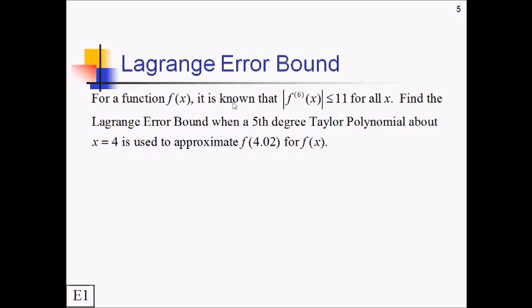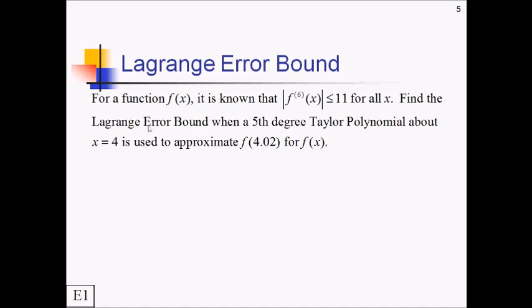Let's say for some function f, it's known that the 6th derivative is less than or equal to 11 for all x, and they want the Lagrange error bound when a 5th degree Taylor polynomial, about x equals 4, is used to approximate f of 4.02. So first off, how do we know we need to use Lagrange? Well, they're going to tell us. That has been the trend on the AP exam. They always tell you whether they want Lagrange or alternating series error bound. So now that we know that, where do we go from there?